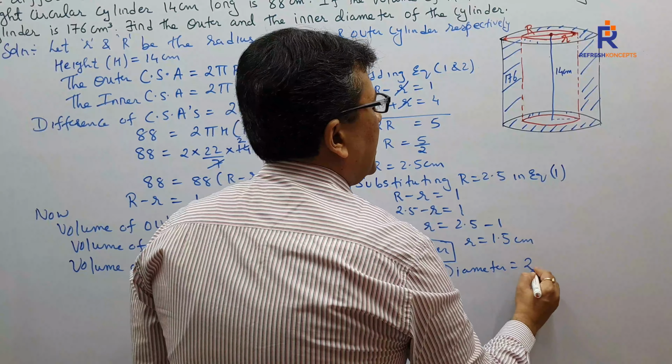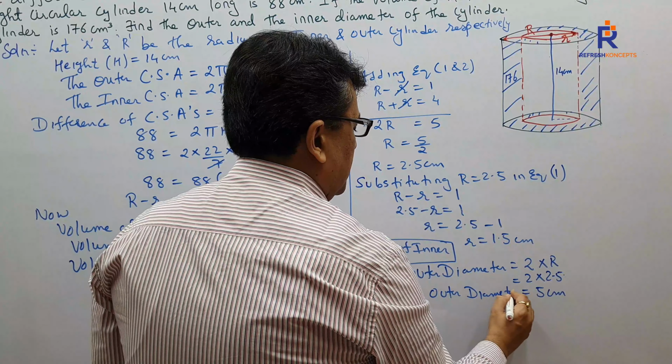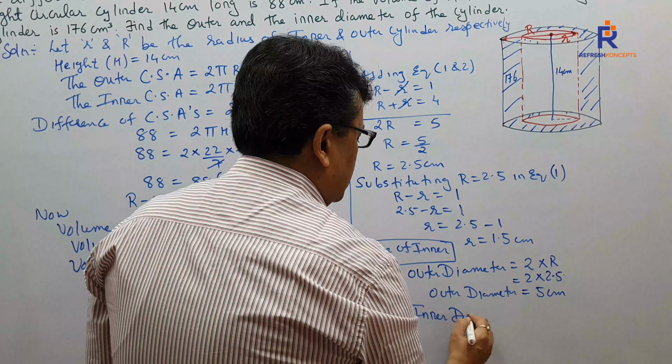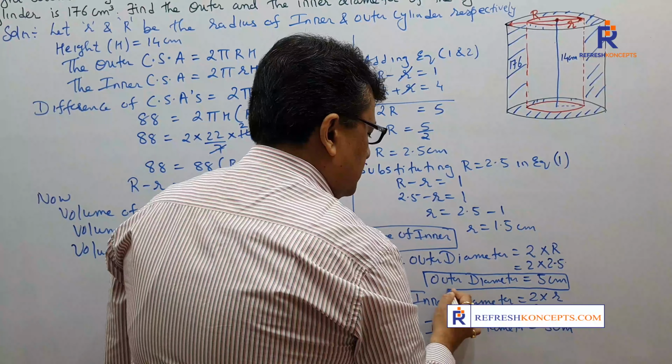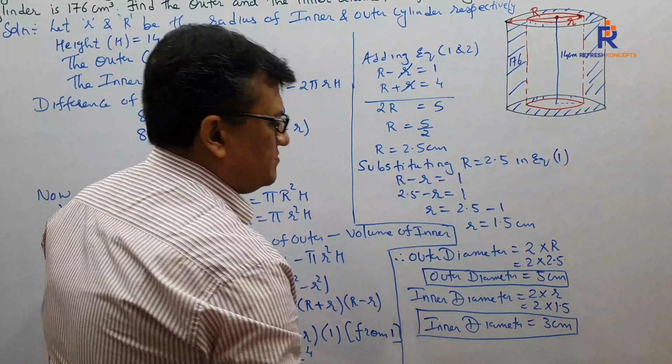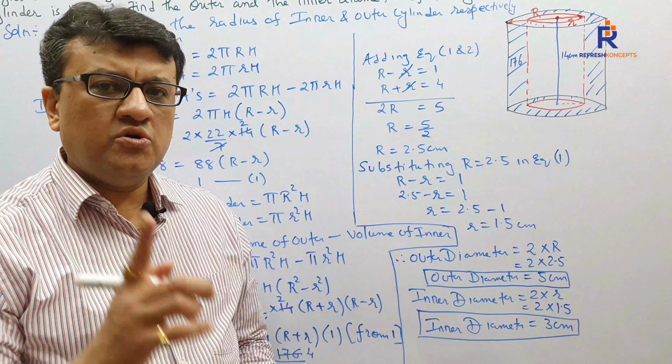That's my outer diameter. What is inner diameter? 2 times small r. 2 times 1.5 is the answer, 3 centimeter. That is the inner diameter. Right? This is my outer diameter, one of my answers. This is my inner diameter, second answer. Right, children?